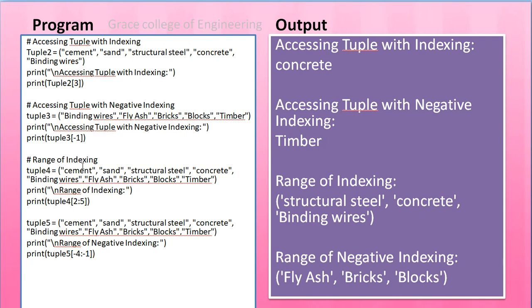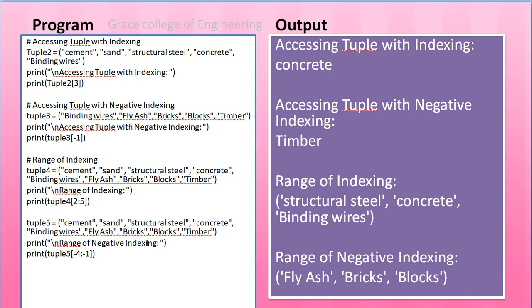Then range of indexing. Based on some given ranges, that is the starting and ending index. 2:5. So the starting index will be taken in the output. The ending index will not be taken. Only the elements before it will be present. So the output is structural steel, concrete and binding wires.